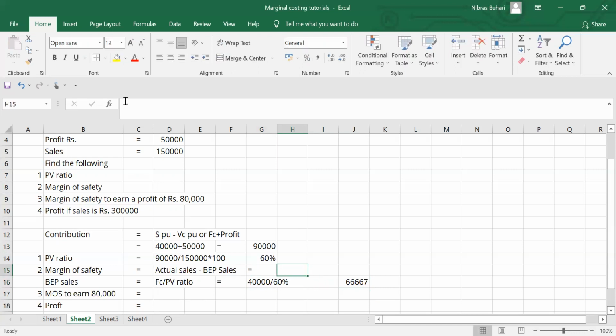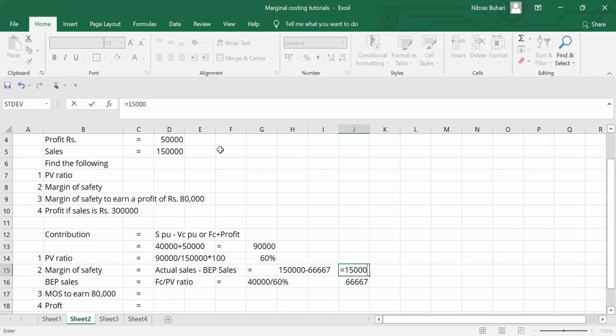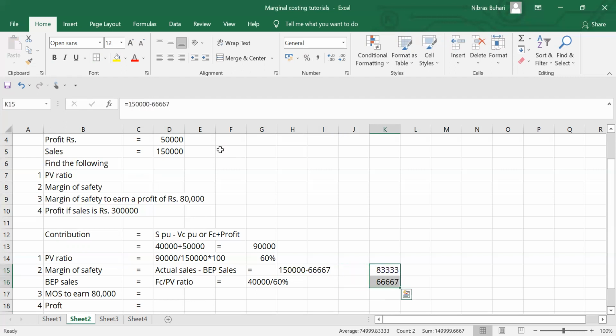Okay, take it here. Actual sales minus BEP sales. Actual sales is 1,50,000 minus 66,667. So what's going to be your answer here? 1,50,000 minus 66,667. Is it clear? Next question.